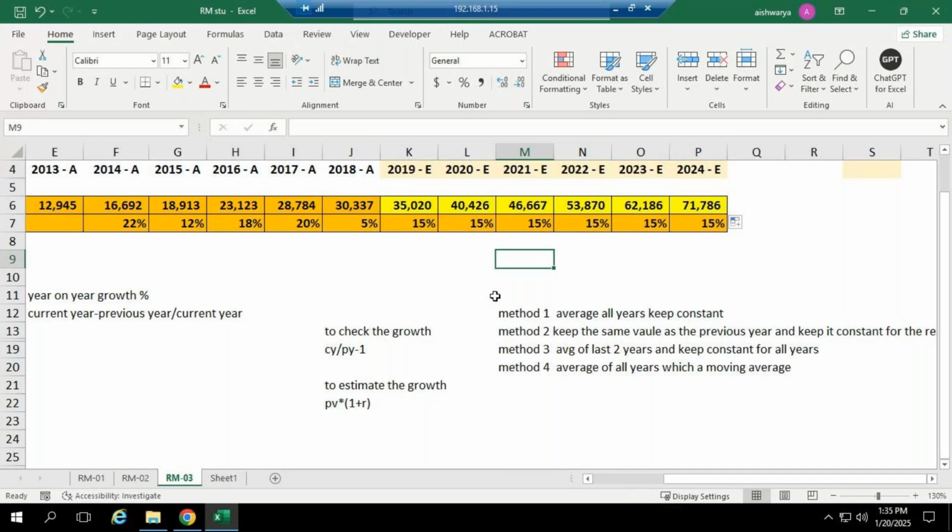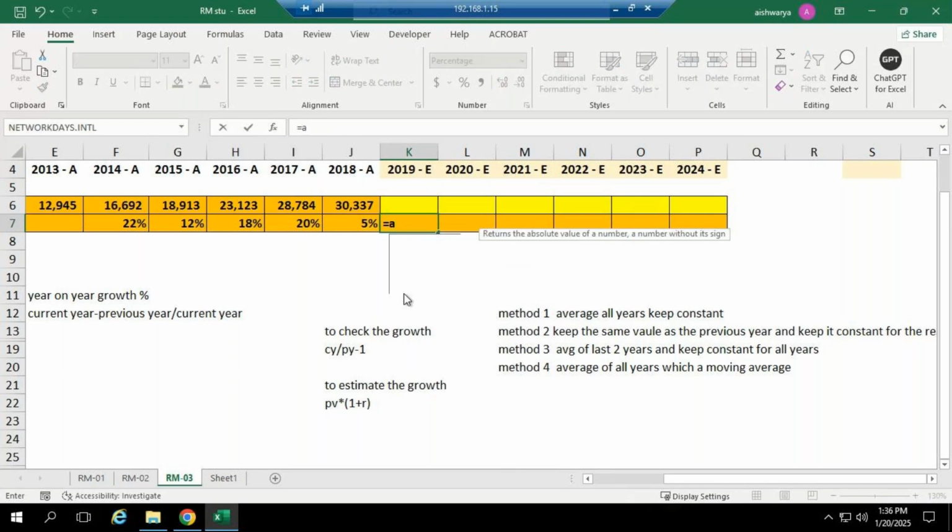That is, the first method means what? Ma'am, once again. Yeah. So average of all years, then keep constant. Once again, I'll just show you. Average of all years is equal to average, open bracket. Now you select all the percentages, and then close the bracket, enter.